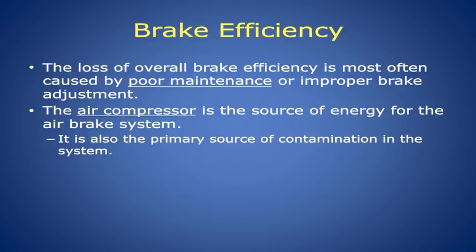And speaking of brake efficiency, poor brake efficiency is most often caused by poor maintenance or improper brake adjustment. I mentioned earlier that the air compressor is a source of energy. That's the air that goes into the brake chambers. And it's also the primary source of contamination in that system. So again, if the air dryer and other components in that commercial vehicle get old and are not changed or cleaned, you're going to find contamination in that air, and you're going to find brakes that are out of adjustment. And what happens when the brakes are out of adjustment, we just saw on the last slide, it's going to take that vehicle a lot longer to stop.